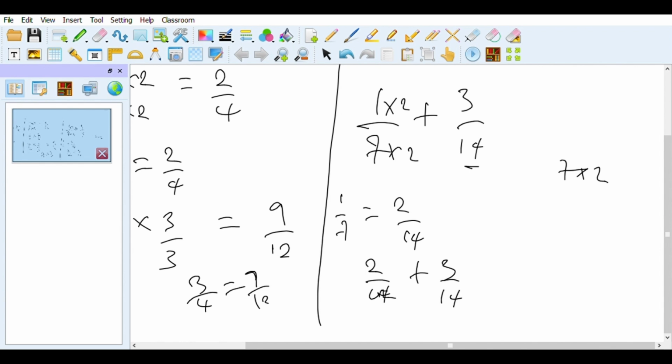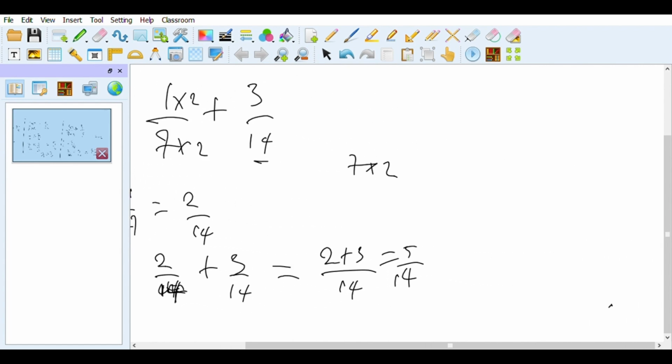You see something now? Both of the denominators are now the same. So we now use the normal method: you pick one of the denominators and then we have 2 plus 3. That gives us 5 over 14. So this is a very simple way to add or subtract by writing the fractions with equivalent denominators.